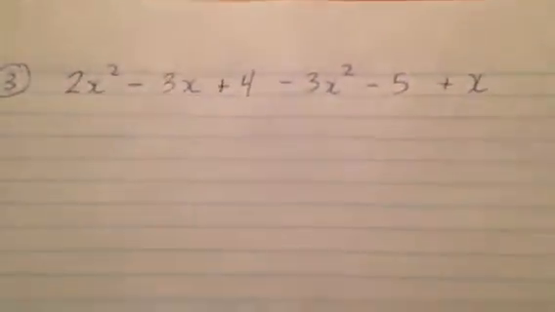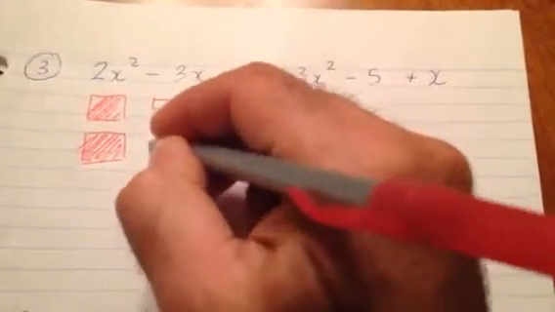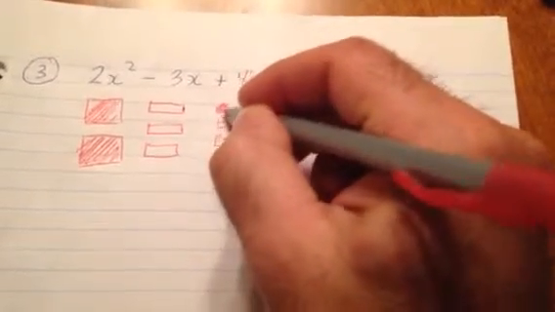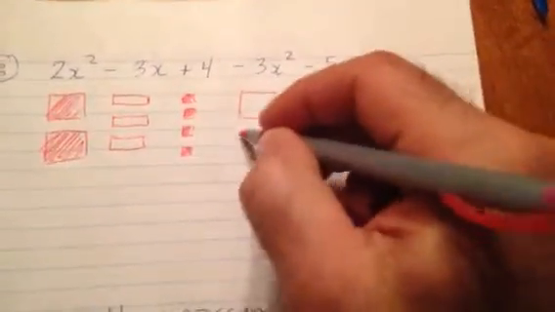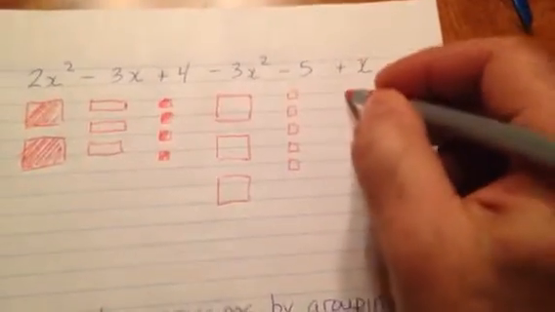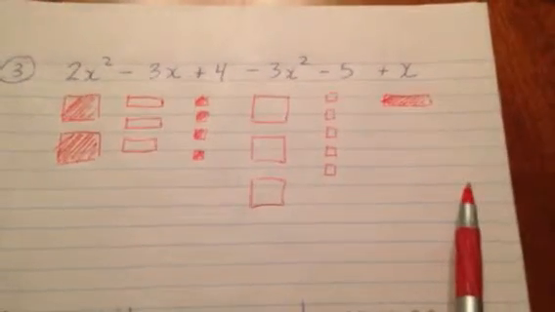Okay. Last example with the tiles is this question here. So we have 2x squareds shaded in. We have negative 3x. We have positive 4 shaded in. We have negative 3x squareds, 1, 2, 3, all negative. We have negative 5, 1, 2, 3, 4, 5, and we have a positive x, which is a bar shaded in. So here's our expression represented.